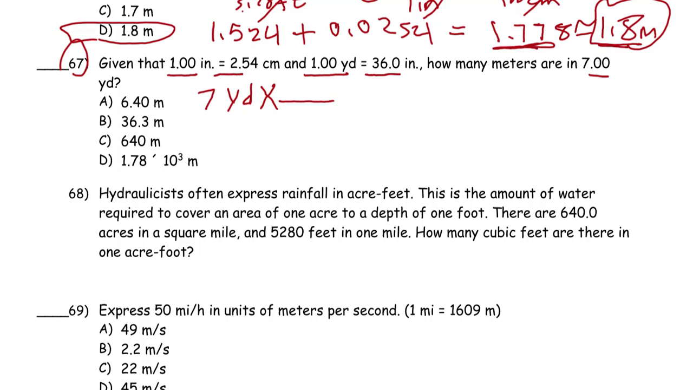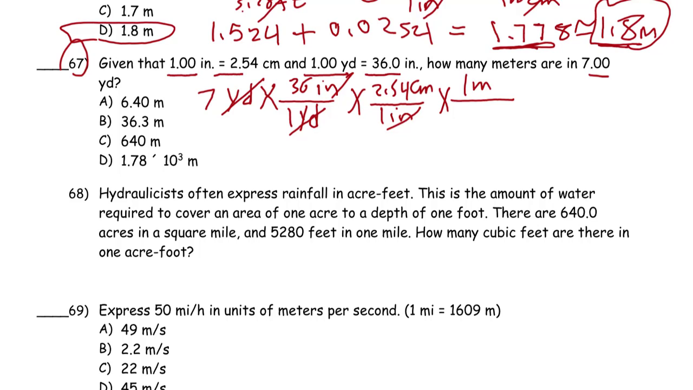You know that 1 yard equals 36 inches. So 1 yard is 36 inches, so yard goes with yard. And you know that 1 inch equals 2.54 centimeters. Inch goes with inch. And sure you know that 1 meter equals 100 centimeters.